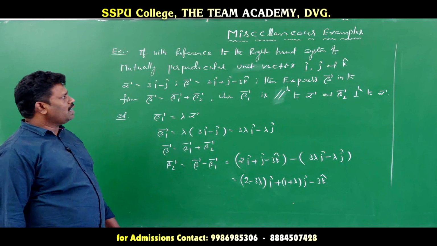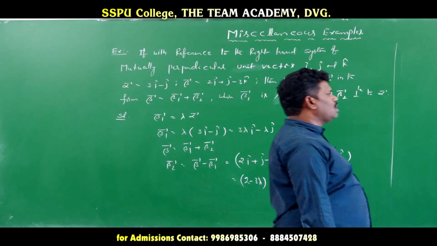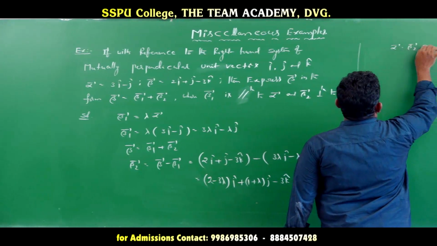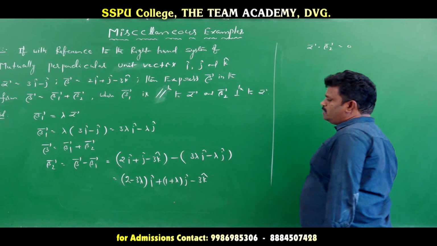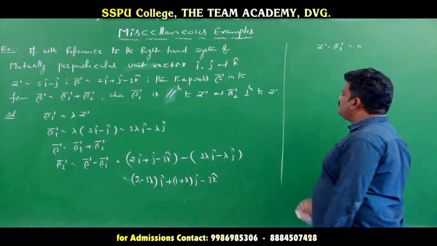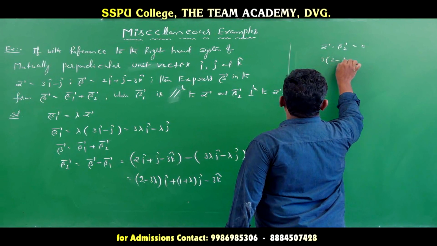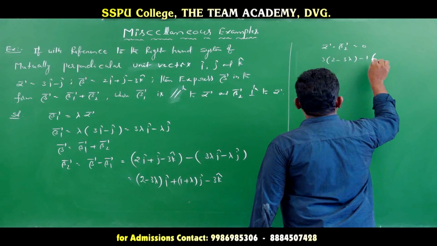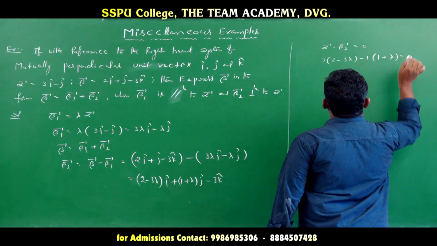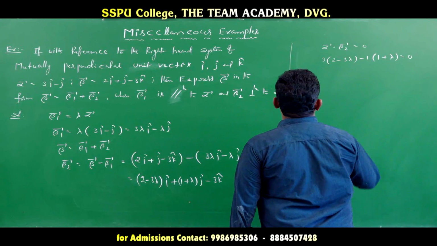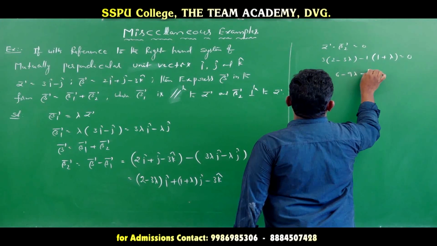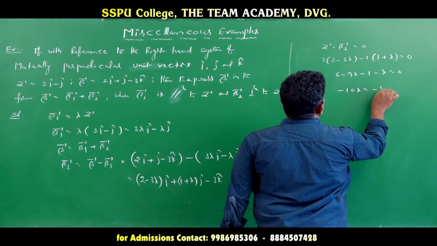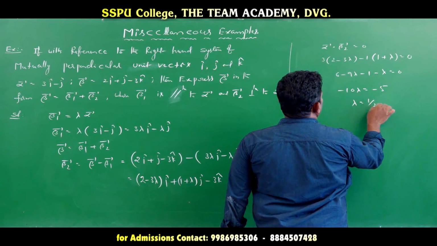So this is beta 2, and again, beta 2 is perpendicular to alpha, as given. So alpha bar dot beta 2 is equal to 0, because perpendicular means the dot product is zero. Applying the dot product: 3 into 2 minus 3 lambda plus minus 1 into 1 plus lambda is equal to 0. The k cap is not there in the alpha vector, so that's why it is left out. Now 6 minus 9 lambda minus 1 minus lambda is equal to 0. Minus 10 lambda is equal to minus 5. Lambda is equal to 1 by 2.